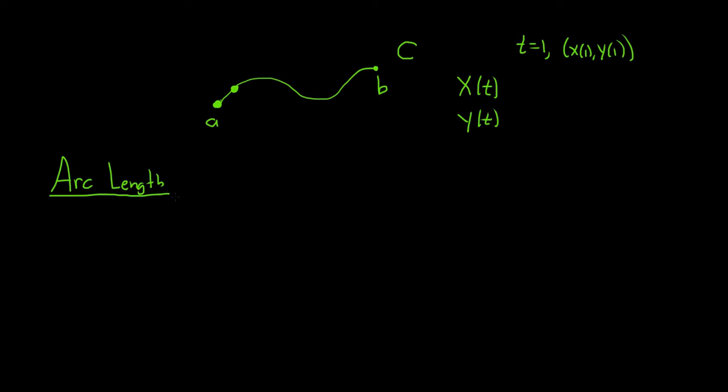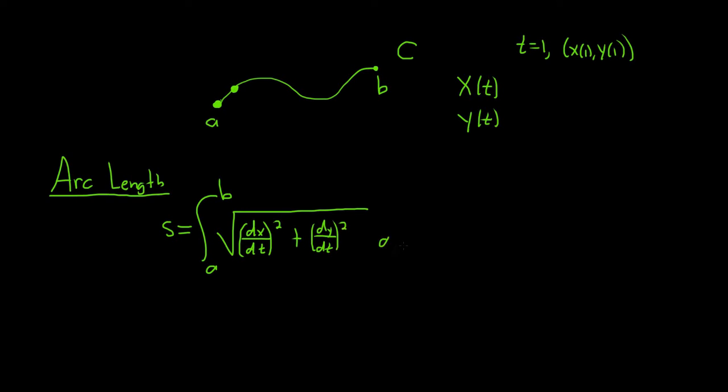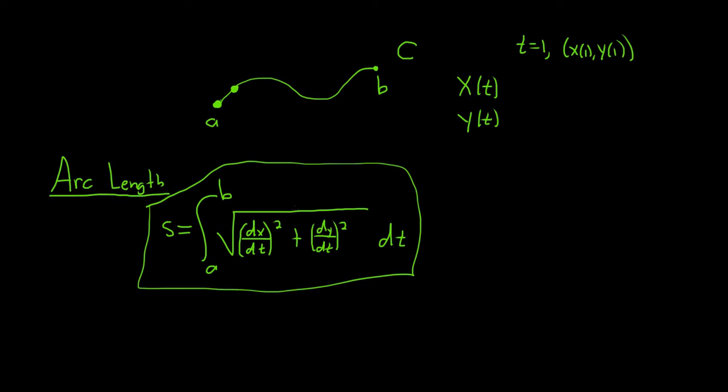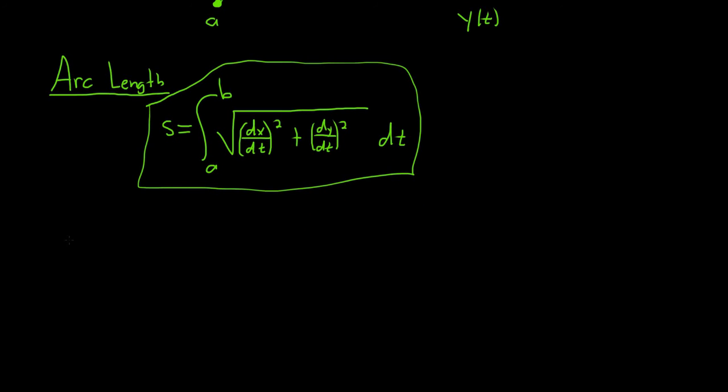And the arc length is given by the following formula. So little s is equal to the definite integral from a to b of the square root of, and you basically take dx dt and you square it, and then you take dy dt and you square it, and then it's dt. So this is the formula that will give you the arc length. The derivation is relatively simple, but in this video I just want to focus on the formula and how to use it. So let's do a simple example just to get started right away.